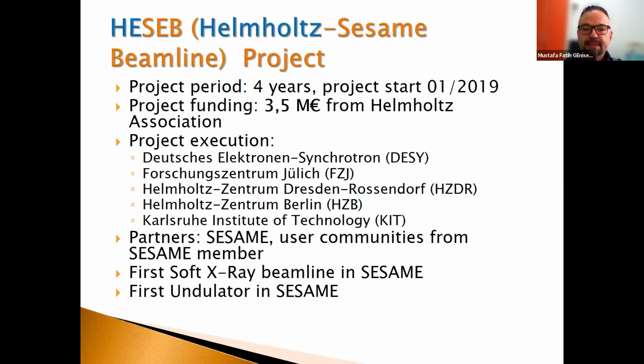First of all, what is HESEB? HESEB is the abbreviation of Helmholtz SESAME Beamline project. It's a soft X-ray beamline project funded by the Helmholtz Association. There were 5 Helmholtz Centers in that project. SESAME is the partner of this project. It is the first soft X-ray beamline in SESAME, and it has the first undulator in SESAME. We made an inauguration in 2022.